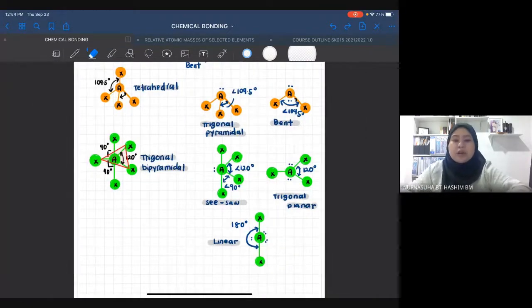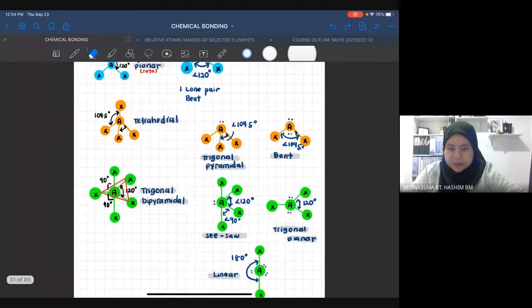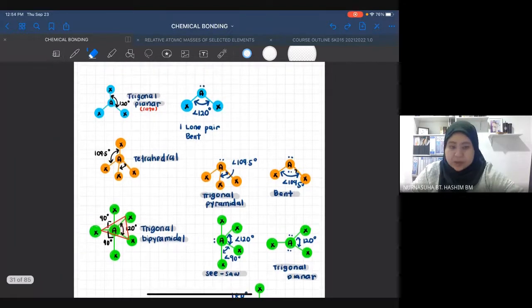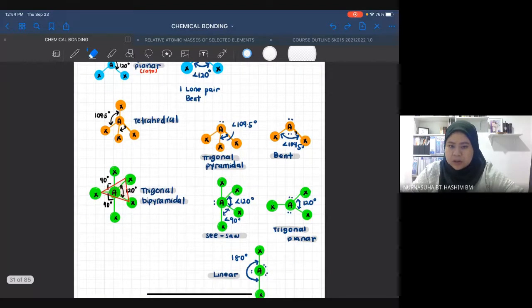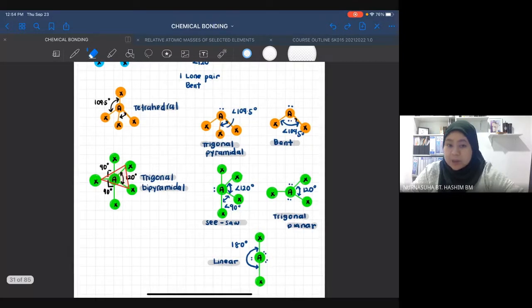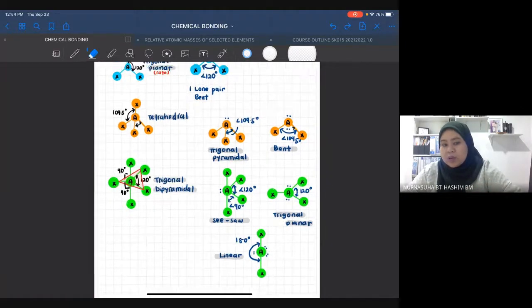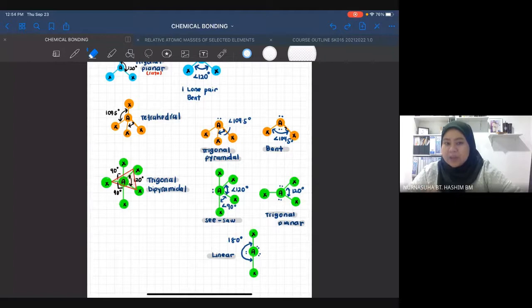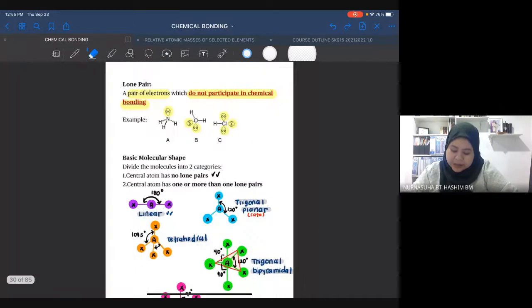So I know this one a bit difficult for the first time. Okay, so ambil masa over the weekend untuk tengok kenapa dia jadi seesaw. Okay, pergi mana bond tu? Kita tidak akan lukis bond dengan lone pair sebab lone pair bukannya ikatan. Lone pair adalah free electron. Sebab itu Madam padam bond tu. Okay, so once ada lone pair, shape of molecule awak akan jadi berbeza. Kalau tak ada lone pair tak ada masalah.